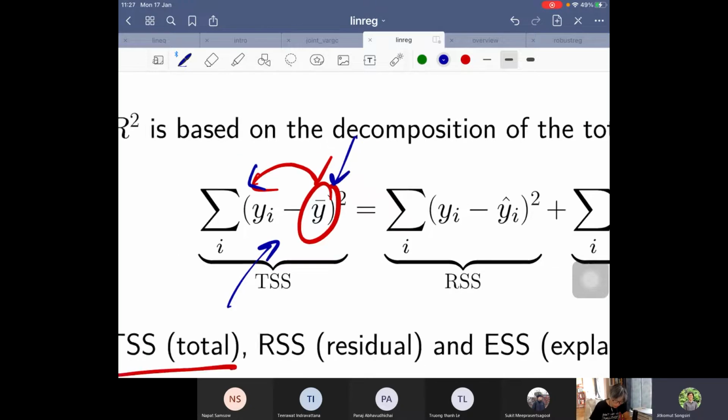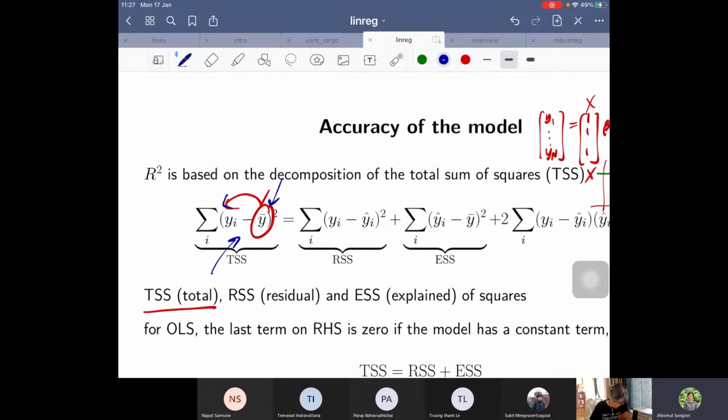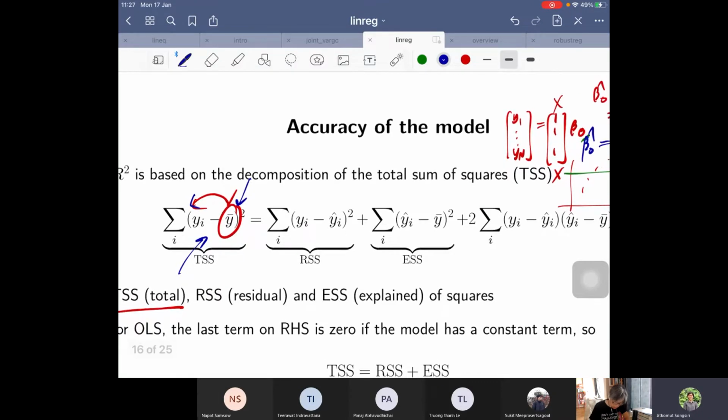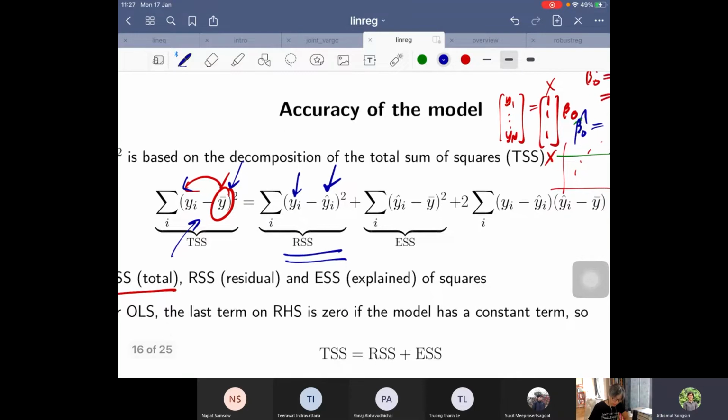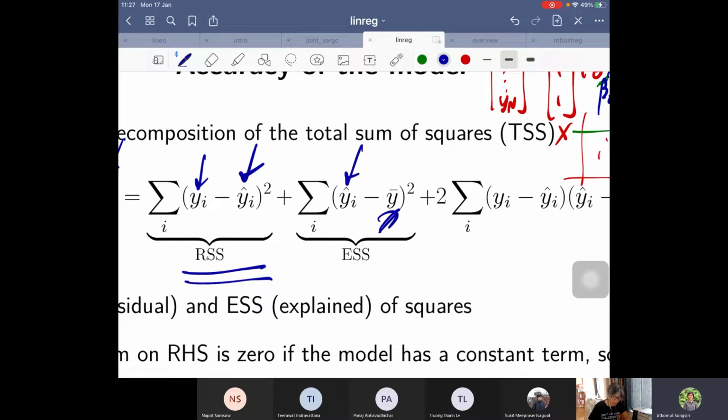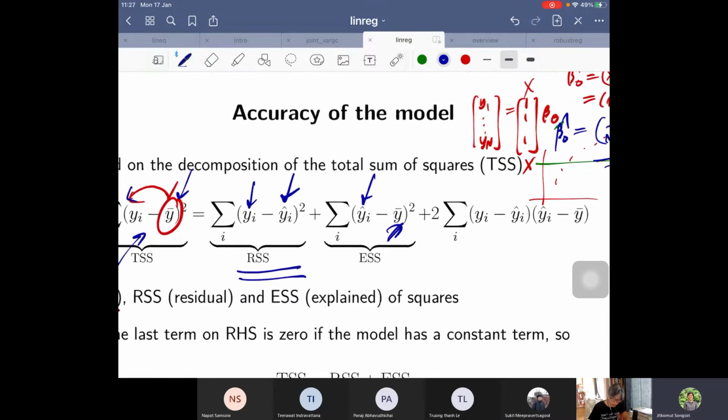Okay. It turns out that algebraically, this total sum square can be decomposed into 3 terms. The second term is called residual sum square. All right, that measures your actual y against the y hat from your regression model. Okay, the explained sum square is measured between your y hat and the mean. Okay, now we have the last term. The last term is the inner product between y hat minus y bar and y minus y hat.